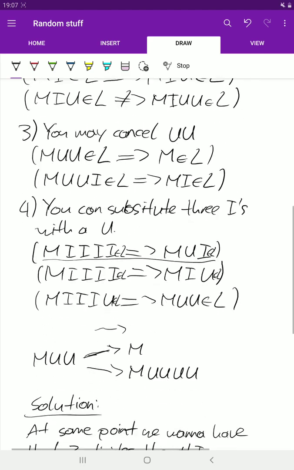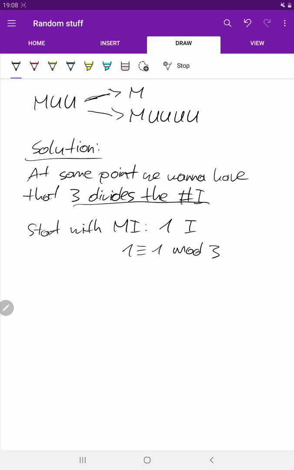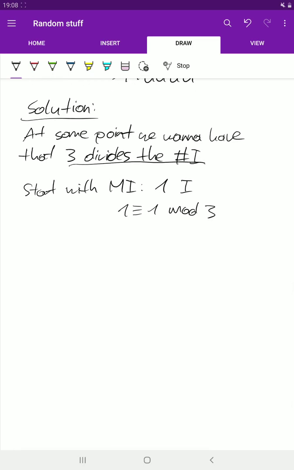So let's see. Now let's analyze it a little bit more formally. We start with mi. So in the start we have 1 i, and 1 is of course congruent to 1 modulo 3, and now we look at modulo 3 because we want that 3 divides the number of i's. So we want that in the end the number of i's is congruent to 0 modulo 3. So that's the reason why we look at this. So this is the start, and now let's look at the rules. We have this necessary condition that 3 divides the number of i's, and it's not sufficient, but it's certainly necessary.